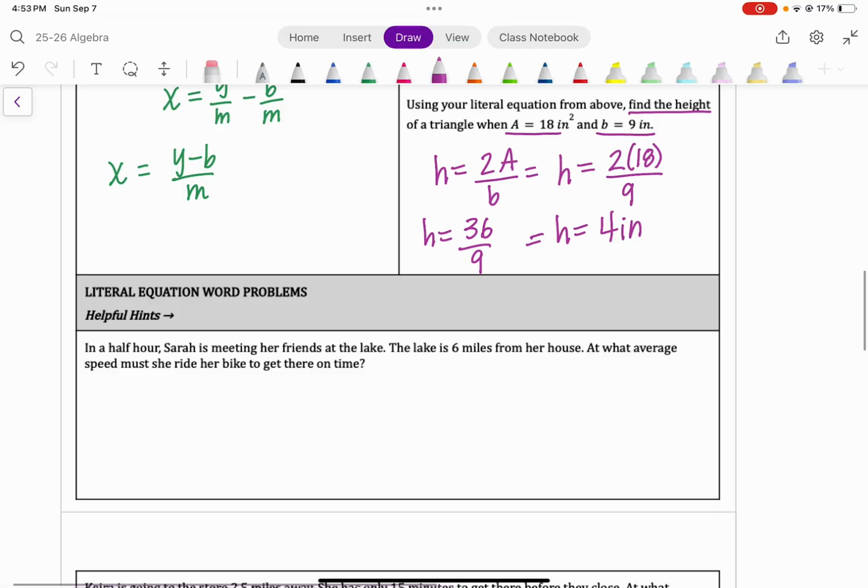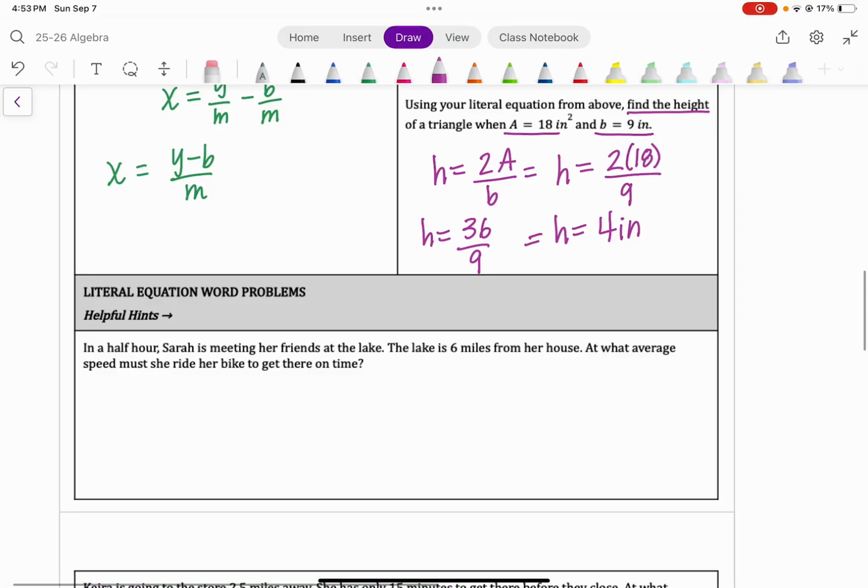Okay, all right, now we're going to use the things we wrote above. So use formulas from above. So in half an hour, Sarah's meeting her friend at the lake. The lake is 6 miles from her house. At what speed must she ride her bike to get there on time?